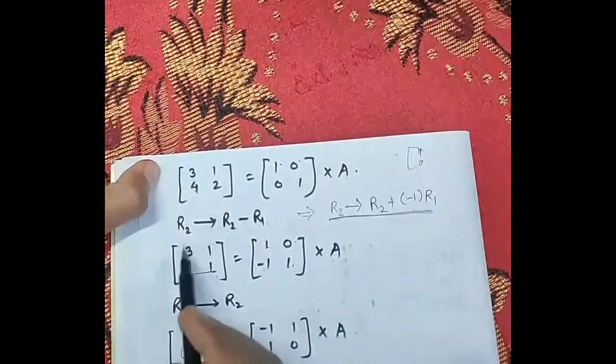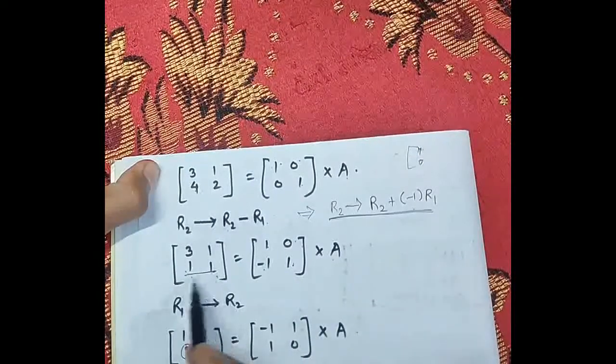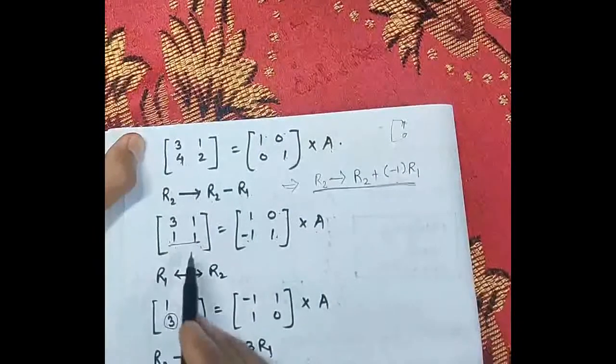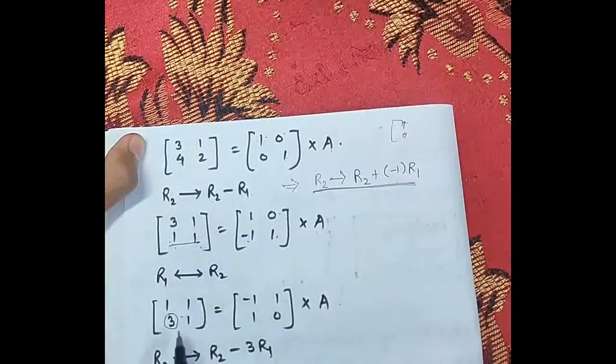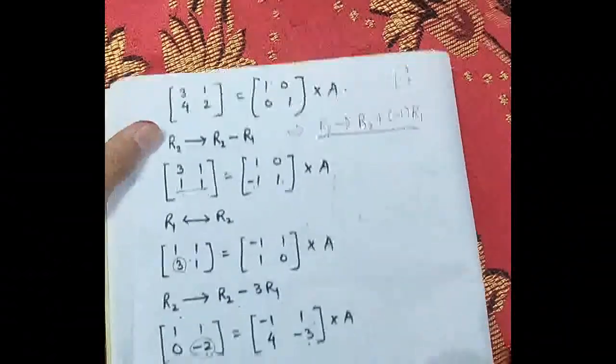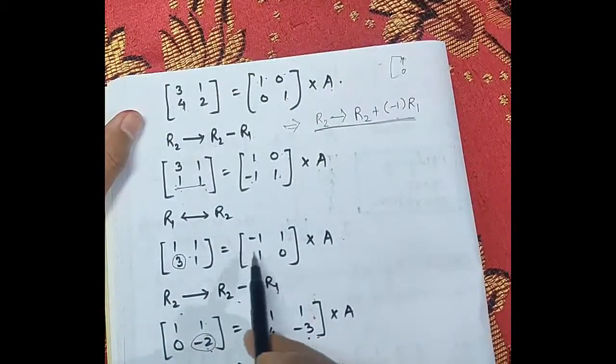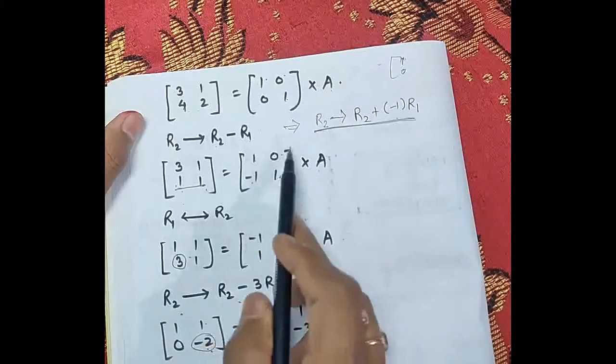Now we have to make this one 1. So we can interchange R1 and R2. If we interchange R1 and R2, 1, 1 will come here and 3, 1 will come here. See, 1, 1, 3, 1. The same operation we have to perform over here. So minus 1 will come here, 1, 0 will come here.